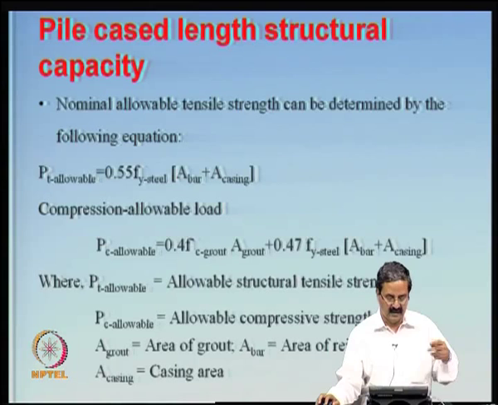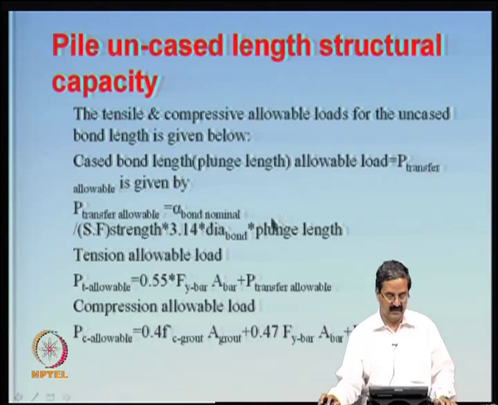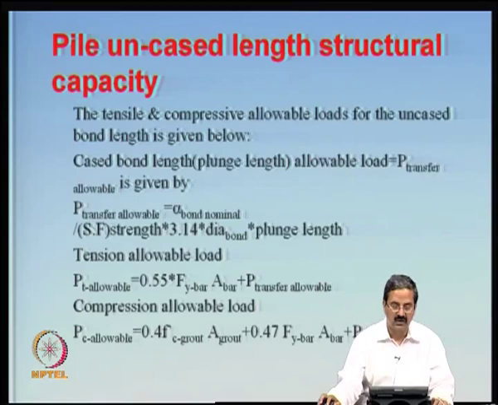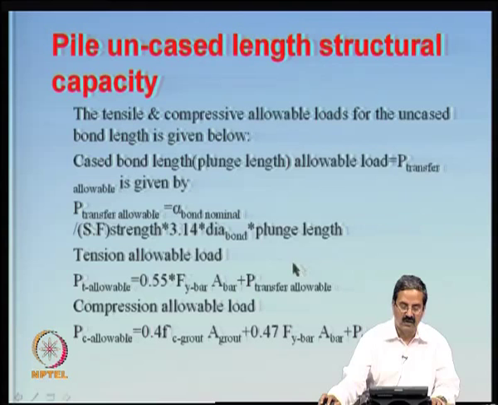Once you have this sort of information, even for uncased micropiles one can get similar expressions. There are two types, one is the cased type, the other is the non-cased type, without casing. Without casing also one can do this with simple calculations, where skin friction is the basis, as we had done here. We use bond strength and the allowable tension in the same way, except that I removed the casing. And for the compression allowable load, again casing is not there. The same expressions and concepts are used to get the allowable loads on the micropile based on geotechnical as well as structural considerations.